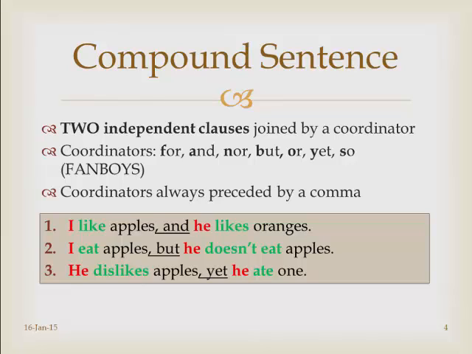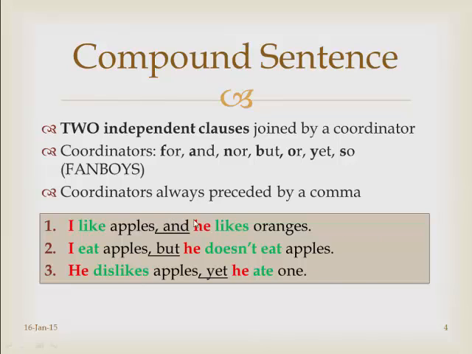Number 2, I eat apples, but he doesn't eat apples. Subject I with the verb eat, subject he with the verb doesn't eat. I eat apples, he doesn't eat apples, two independent clauses, two complete thoughts, joined by the coordinator but. He dislikes apples, one independent clause. He ate one, another independent clause, joined by the coordinator yet. Okay, that's a compound sentence.